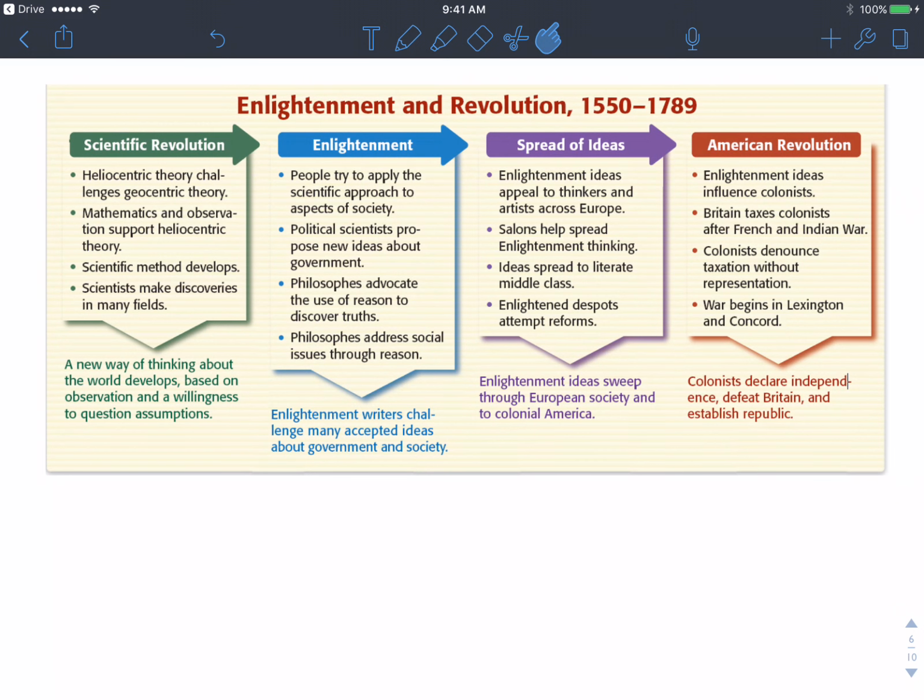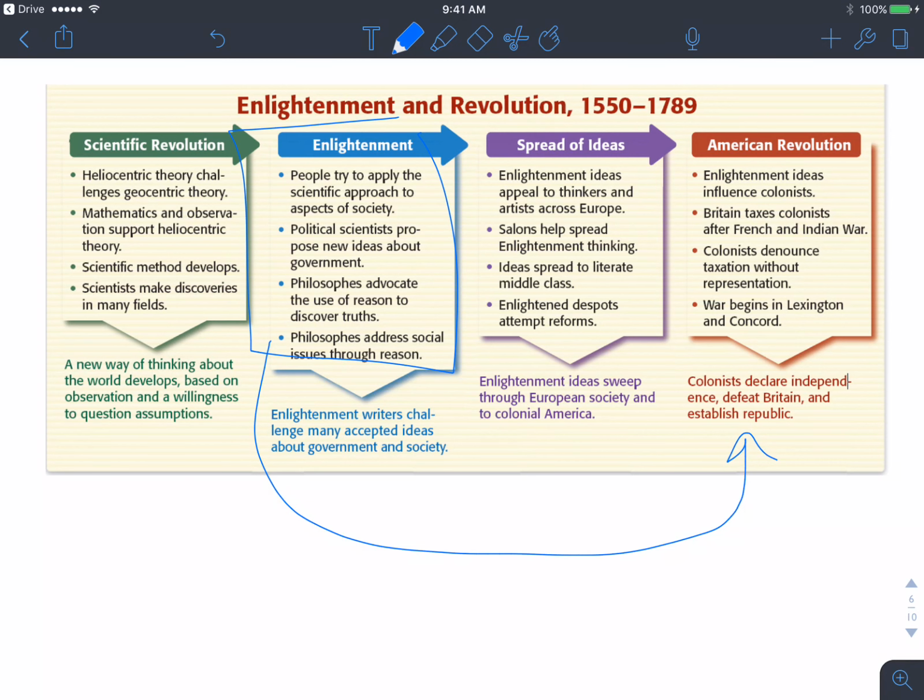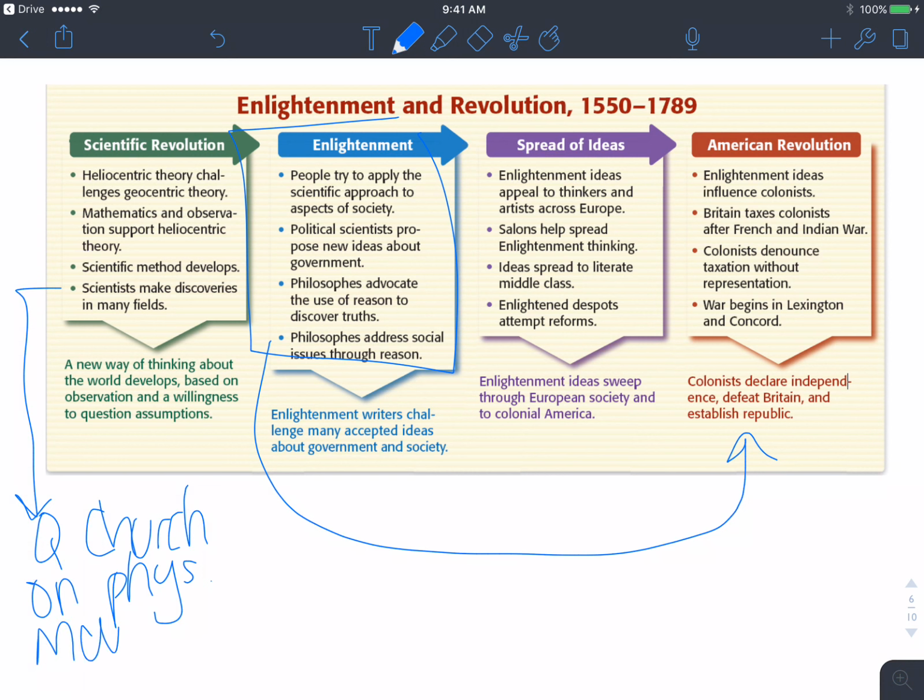All right, now we have a nice chart here which gives us some background information. We're focusing on how this Enlightenment is going to influence the American Revolution. So what comes before the Enlightenment? Well, that's the scientific revolution. What these scientists start doing is questioning the church on physical matters, such as the Earth and its orbit, the sun, etc. So we see the heliocentric model coming about, which states that the sun is the center of the universe and Earth goes around it.